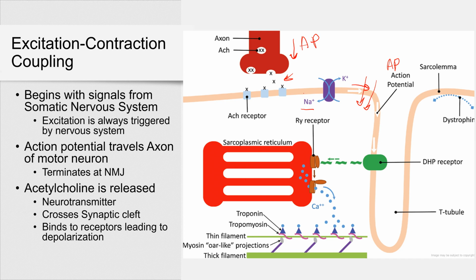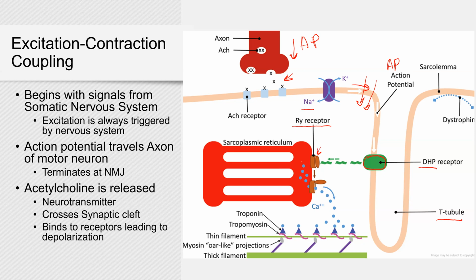That's excitement, right? So now this action potential moves along the sarcolemma and it moves through the T-tubule. So that's our T-tubule. And in a T-tubule, we have special proteins called DHP receptors. And when an electrical signal moves through this receptor, it activates the receptor. The DHP receptor activates the RyR receptor. And RyR receptors are actually gated channels. So you see it's closed over here.